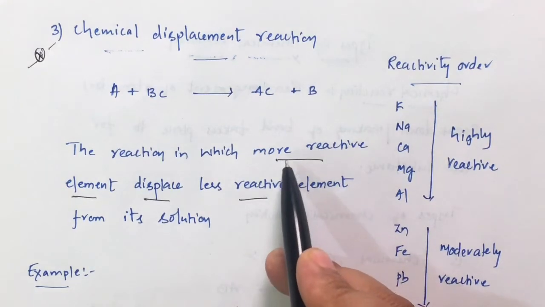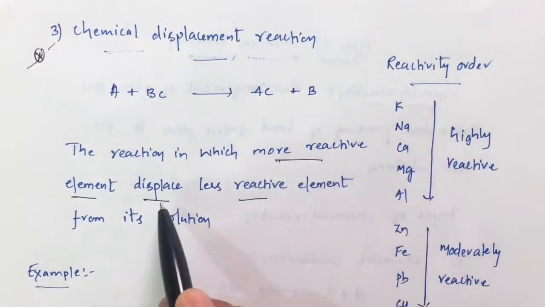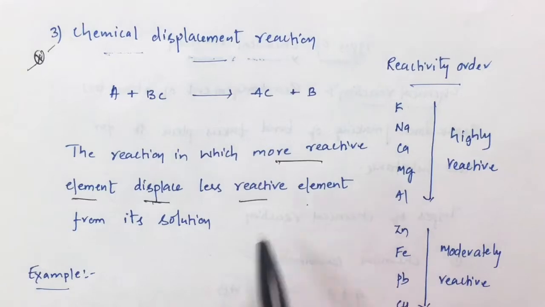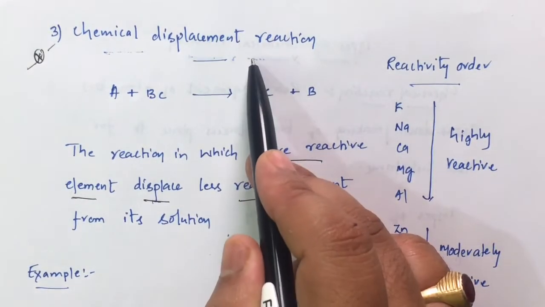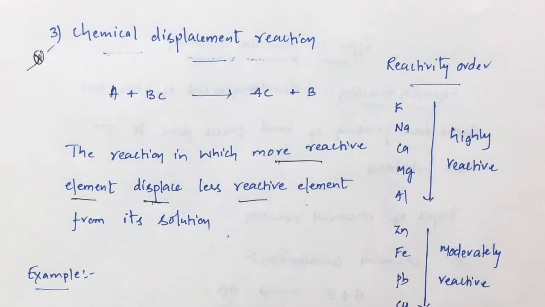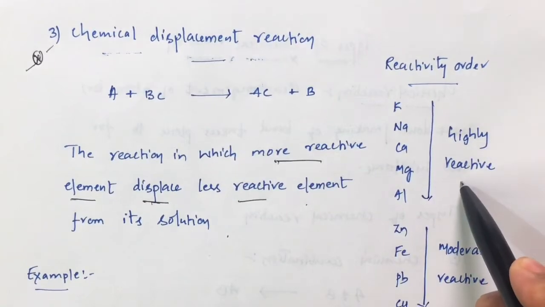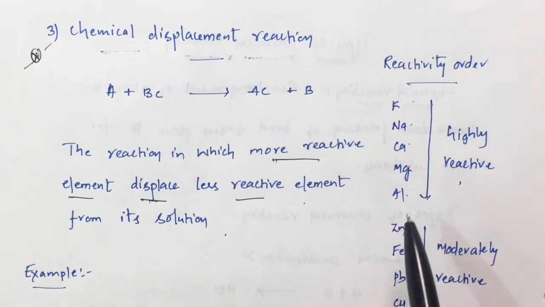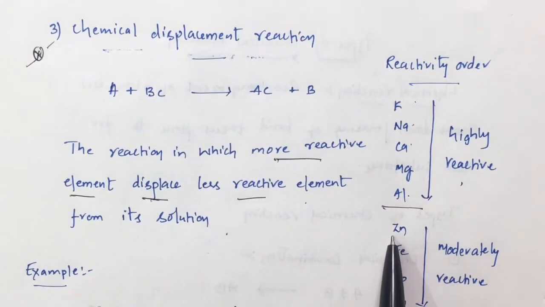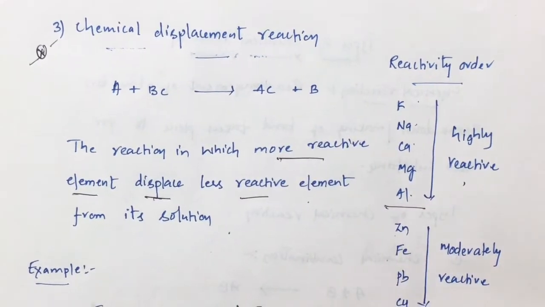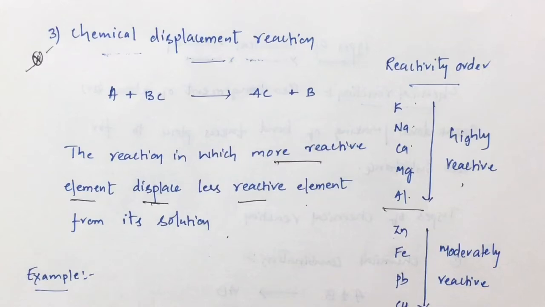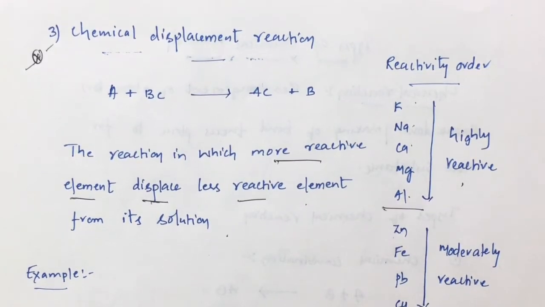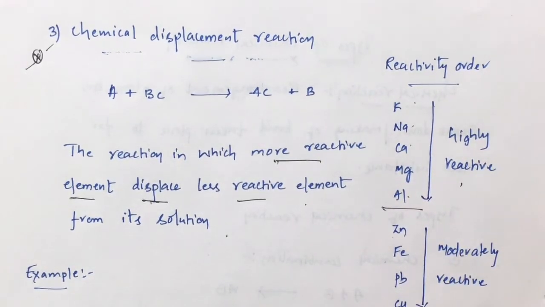So a reaction in which more reactive element displaces less reactive element from its solution, such a reaction we call chemical displacement reaction. This is the reactivity order. Potassium, sodium, calcium, magnesium, aluminium are highly reactive elements. Zinc, iron, lead and copper are moderately reactive elements. Silver and gold are the least reactive elements. This is a decreasing order of reactivity.